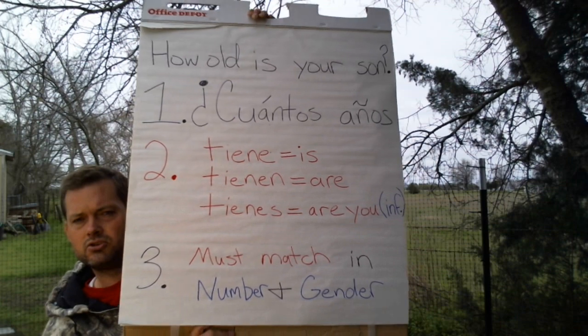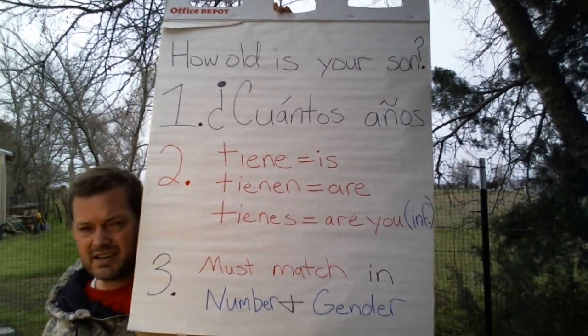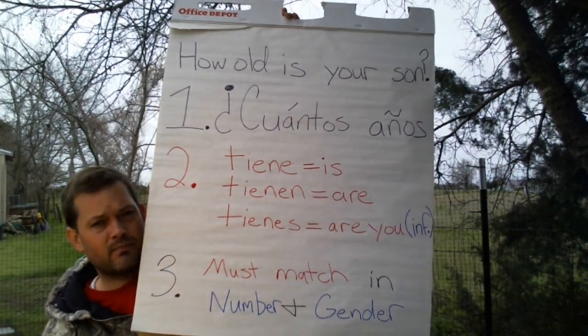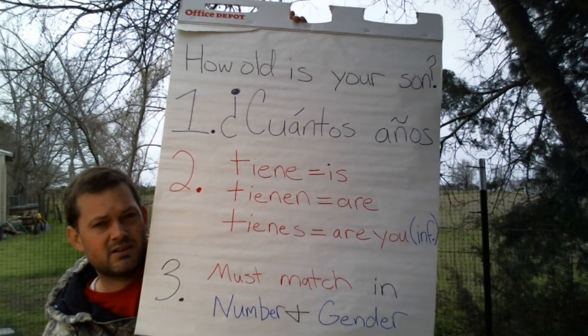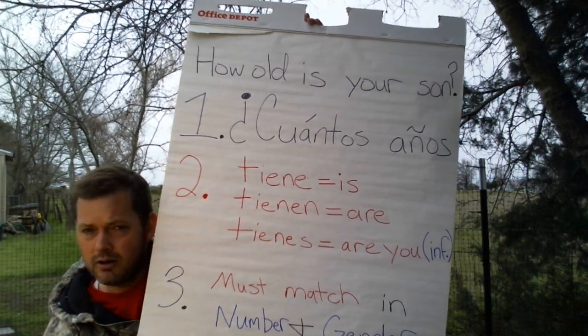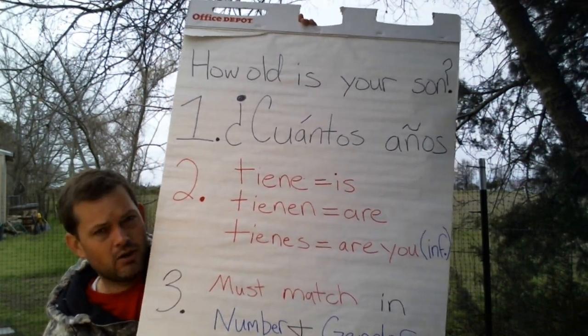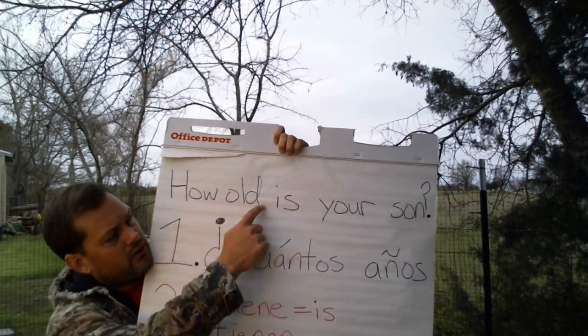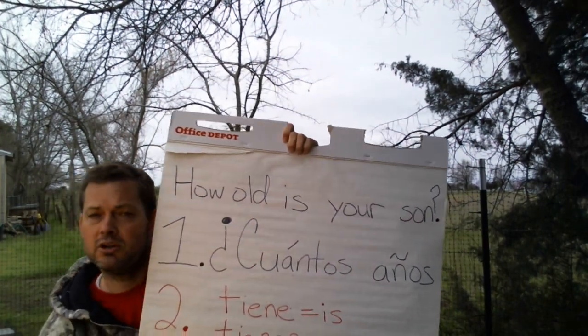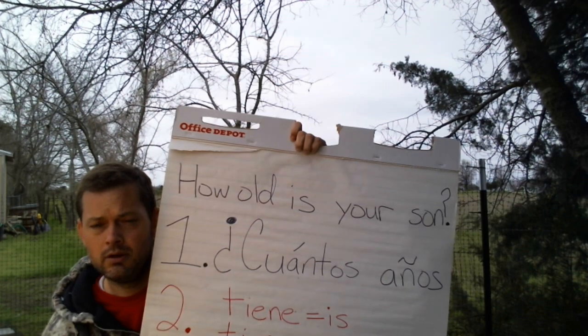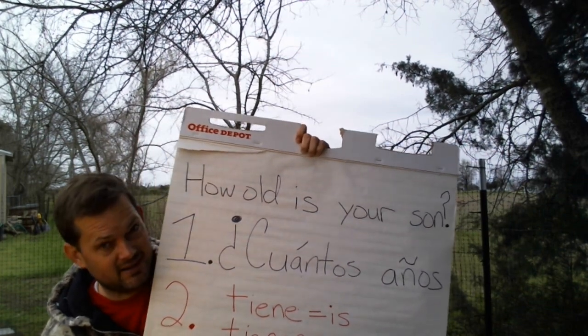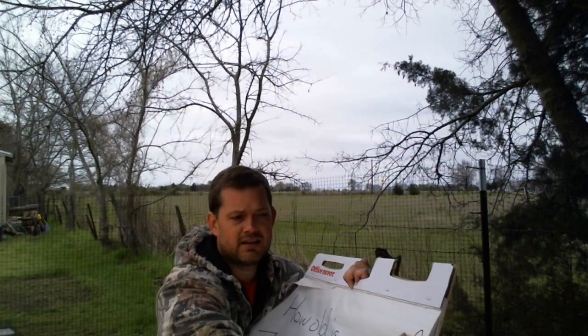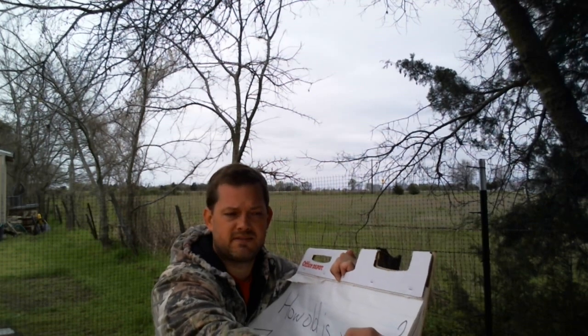Step three, straightforward, it's possessive adjectives. Remember, those possessive adjectives must match in number and gender. So in our example, how old is your, we're going to use tu. Tu without an accent.